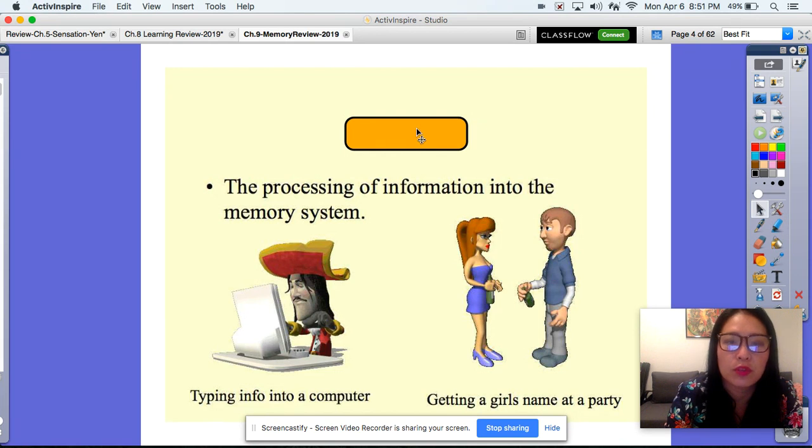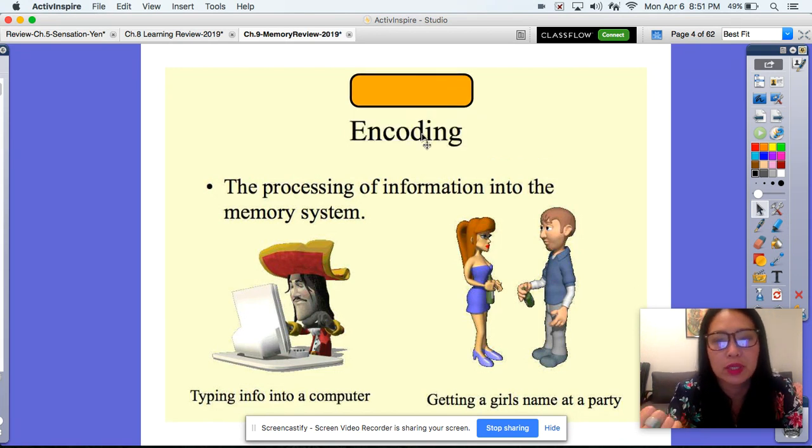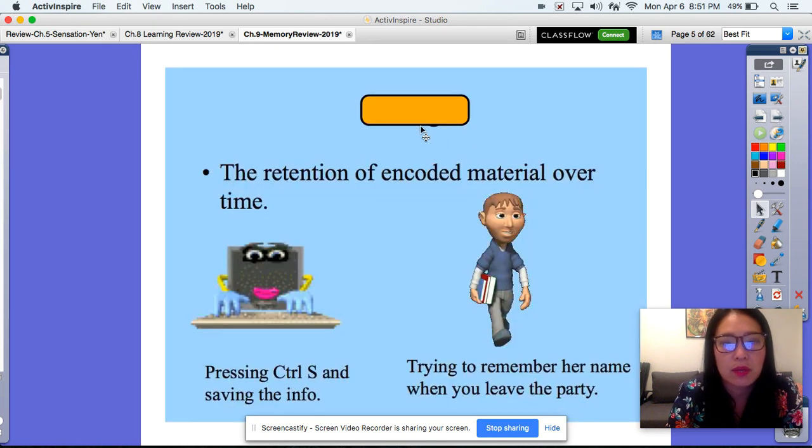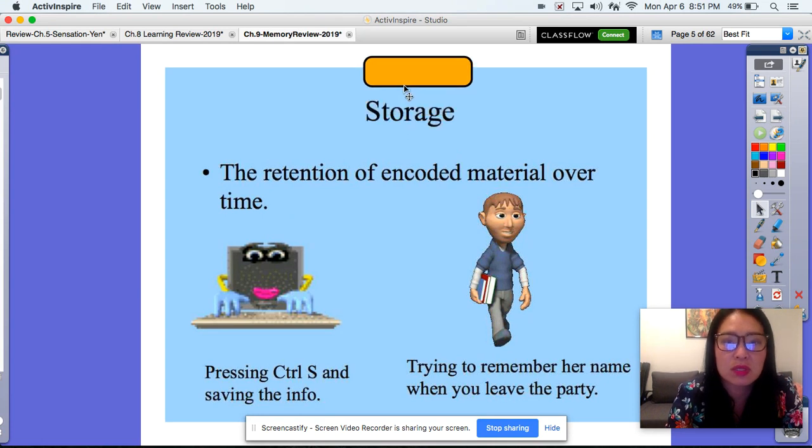And so the first thing you have to do when you are encountering information is you have to encode it. So just like a computer, when you first type into the computer, whatever data is inputted there is going to basically be considered encoding. Okay, then afterwards, the retention of encoded material over time. So this is going to be your storage.